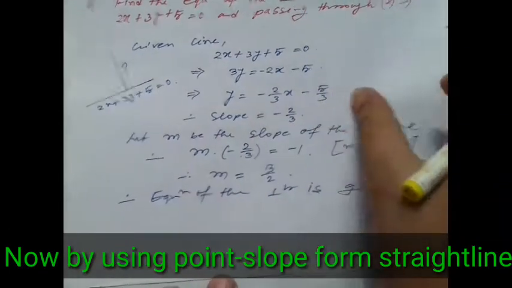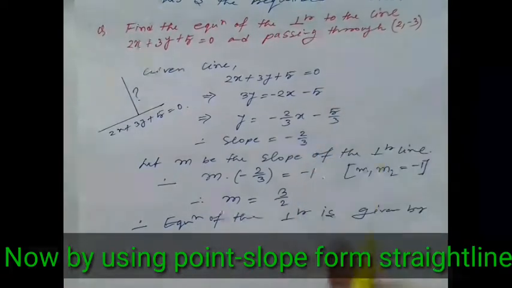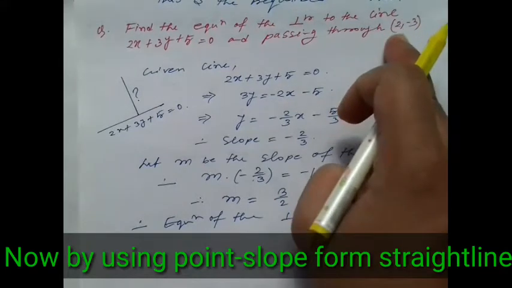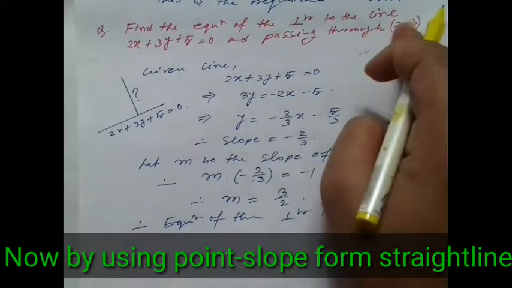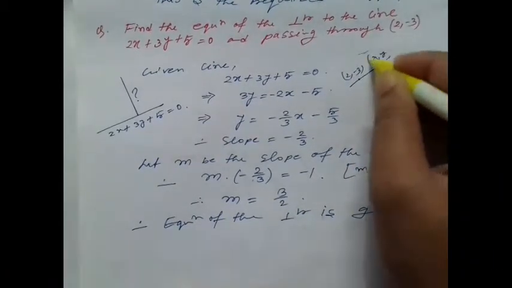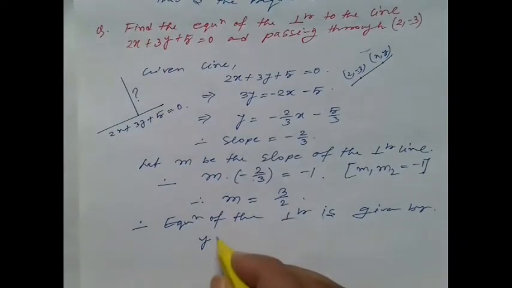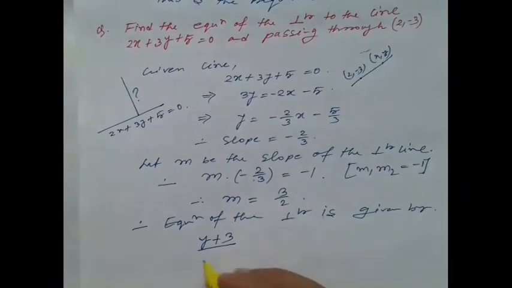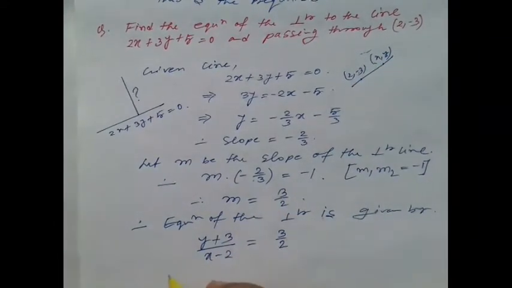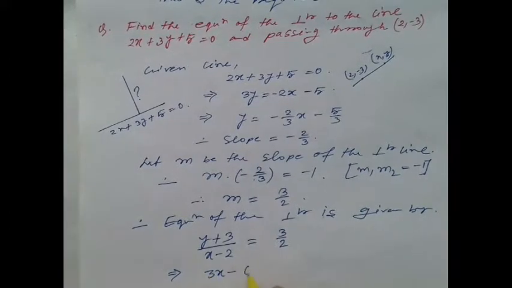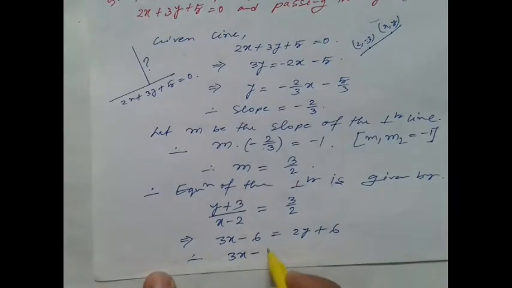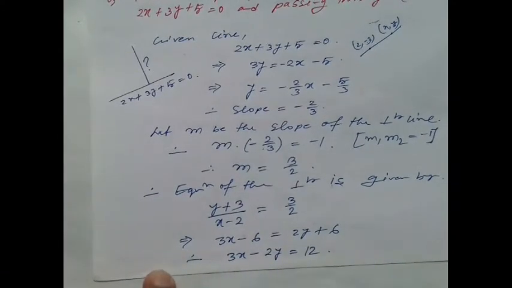Therefore the equation of the perpendicular is given by: the point is 2 comma minus 3, and the slope we have got is 3 by 2. So you have to take the slope between x, y and 2, minus 3. You can imagine that this one is 2 comma minus 3 and this one is x comma y. So how to get the slope? y minus y1, so y minus minus 3, plus 3, by x minus x1, x minus 2, this becomes the slope, and we have got the slope should be 3 by 2. Implying 3x minus 6 equals 2y plus 6. Therefore 3x minus 2y equals 12. This is the required equation.